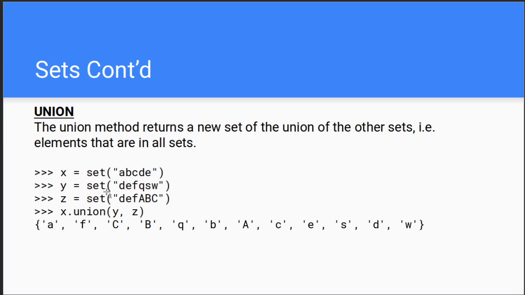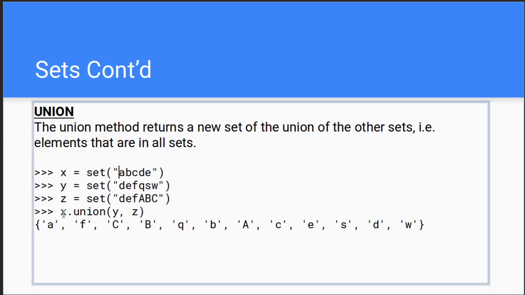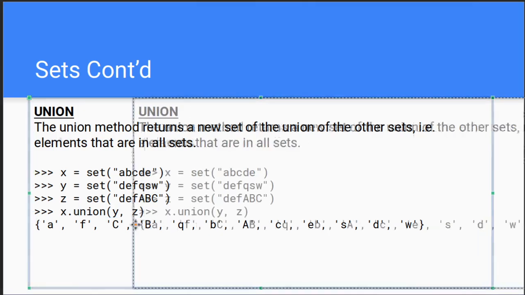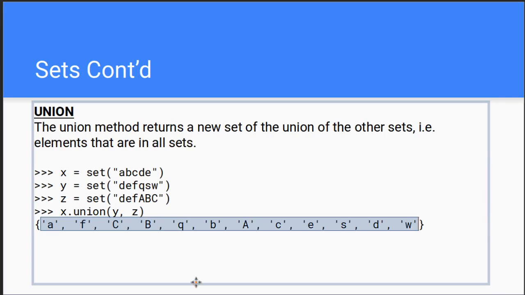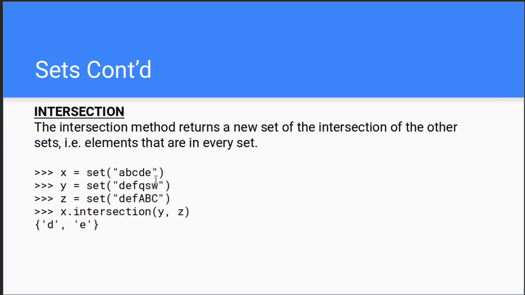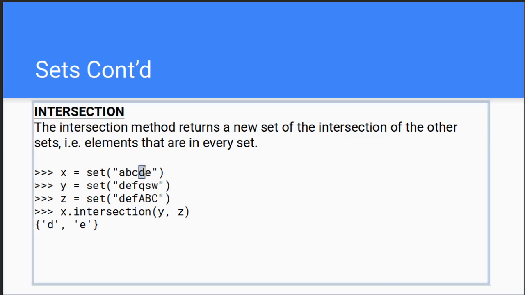So these three sets, if we take the union of those three sets, we'll get all of these elements. We get A, we get F. Remember, they're not in order, but they're all going to be there. And the same way intersection, if we intersect those three sets, the only elements common to all of them are D and E. See, this one does not have F. This one does not have C.